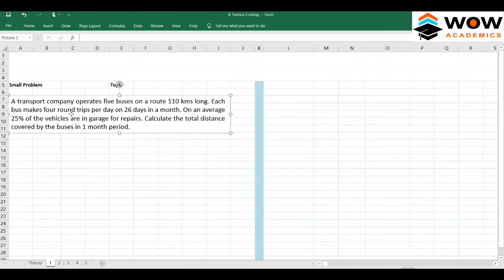So we'll start from this problem. A transport company operates on a route 110 kilometers long. Each bus makes 4 round trips per day on 26 days in a month. On an average, 25% of the vehicles are in garage for repairs. Calculate the total distance covered by the buses in 1 month.